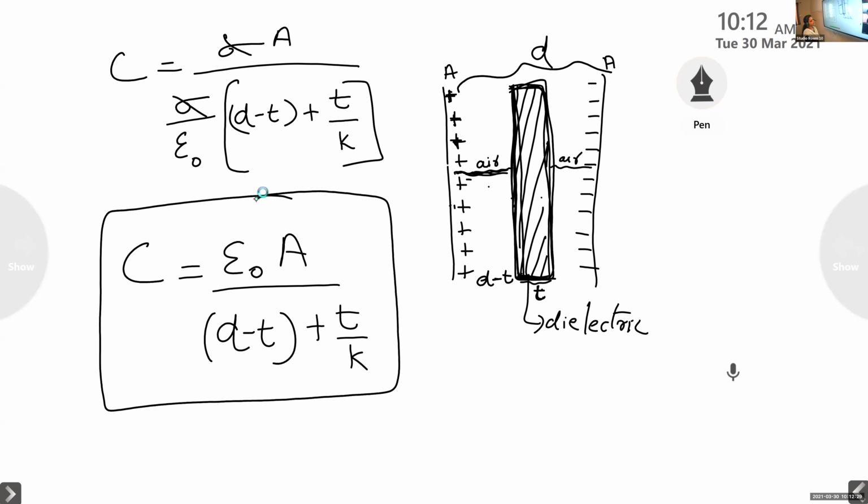Is this derivation clear for you? Yes, ma'am. I hope this is clear, right?